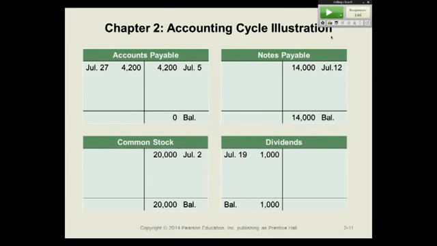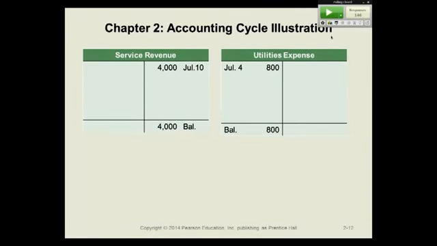And then finally, you're going to have your revenues and expenses as you go to the end of the general ledger. So sales revenue has a normal balance of $4,000, and of course there's a credit balance for revenue. And utilities has a debit balance. Its normal balance is a debit, and it's 8.